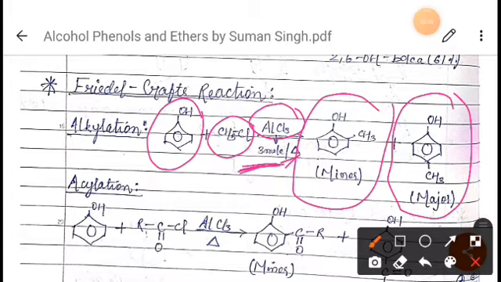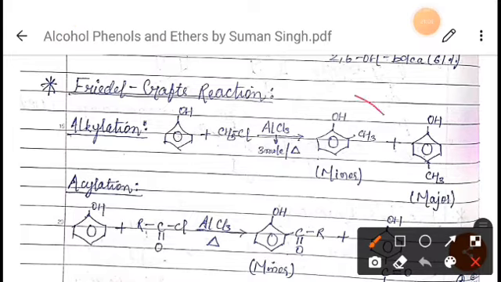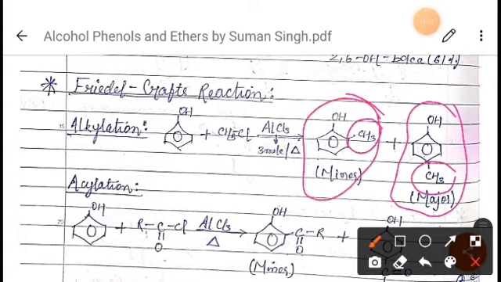Always remember that in alkylation, the major product will be the one in the para position. If CH3 is in the para position, as you can see here, then this will be the major product in the Friedel-Crafts reaction. Here we have to use AlCl3 in excess: if we are using 1 mole, then it should be minimum 3 mole. The major product will be the one where the CH3 is in the para position, and when it is in the ortho position, it will be the minor product in alkylation.